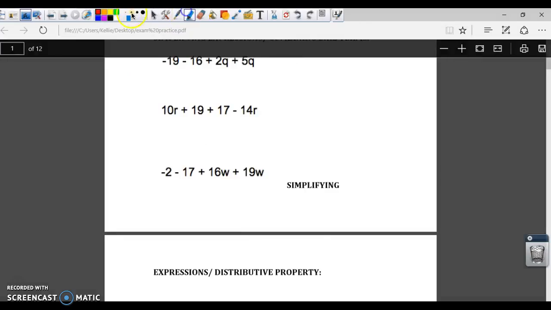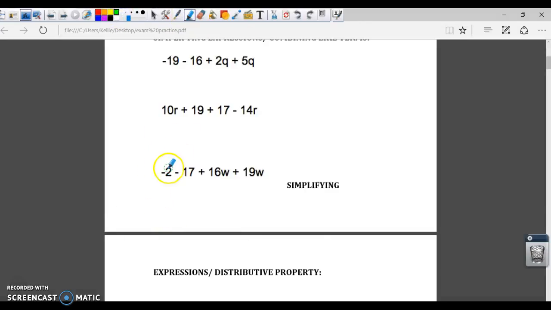Alrighty, so with this one, let's first highlight all of our like terms. I have a naked negative 2, a naked negative 17. Oh, and here's something different, a positive 16W. W's got some clothes on. Don't you love the decent people in the world? And then a positive 19W.